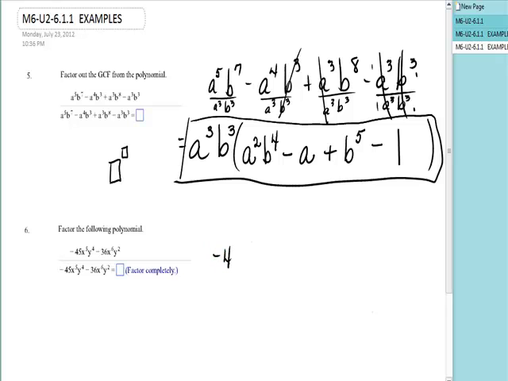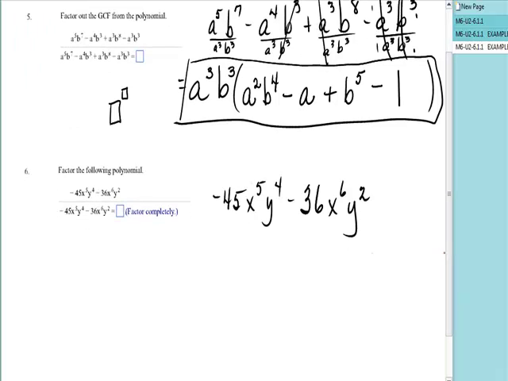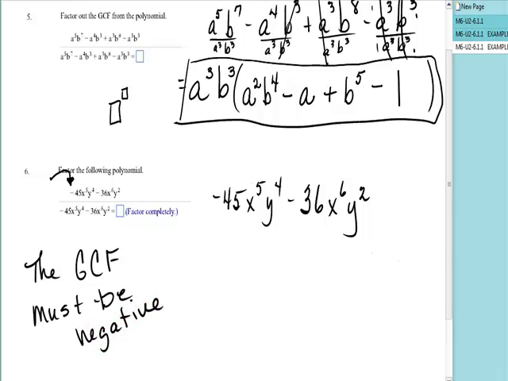All right, last one. I have negative 45 x to the 5th, y to the 4th, minus 36 x to the 6th, y to the 2nd. All right, this problem gives me the opportunity to tell you if the leading term, the first term of a polynomial, is negative, the GCF must be negative also. Literally, even if it's nothing more than a -1. But in this one, what will go into 45 and 36? Well, 9 will. I have to factor out -9 because of this sign right here. This is the only sign that's causing me to factor out a -9 instead of a +9.